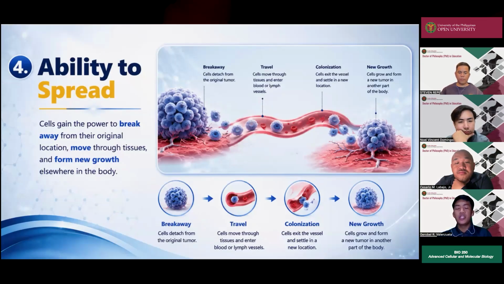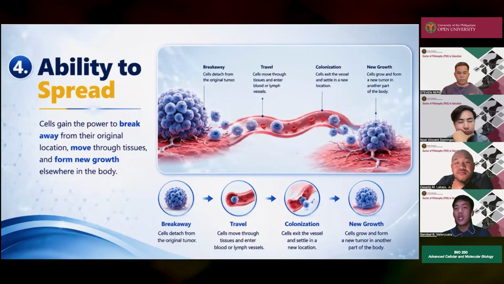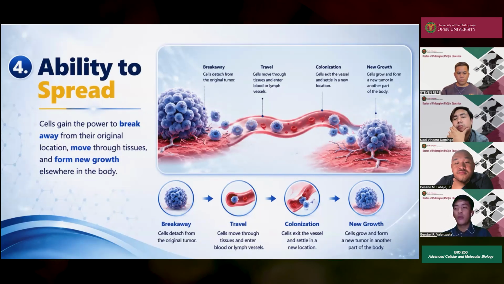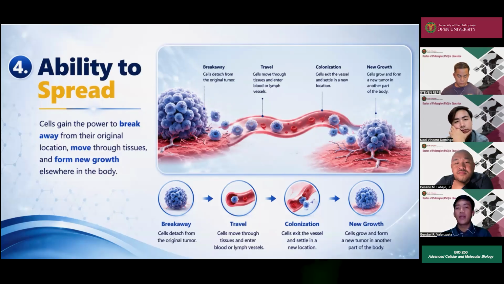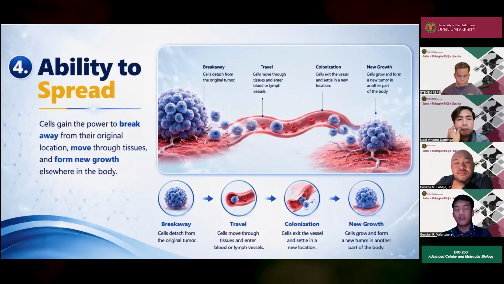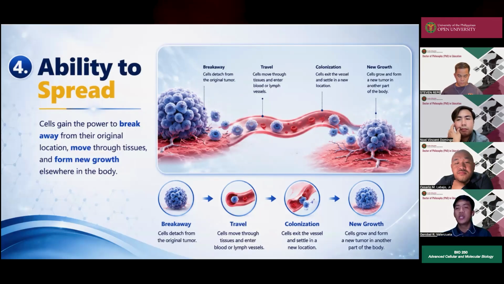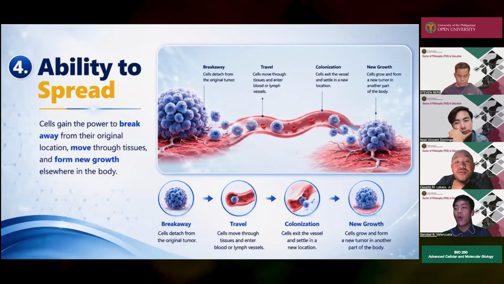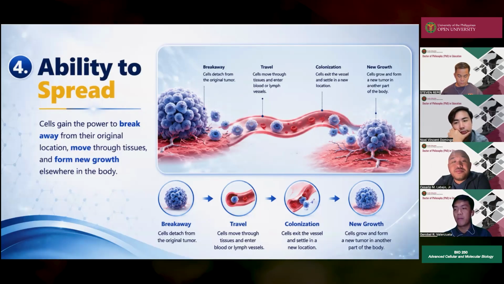This is another dangerous feature of cancer cells, which is they can break away from the original tumor and move through nearby tissues. They can enter the blood or lymphatic system, travel to another part of the body, and form new tumors. This is one of the reasons why early detection is very important.